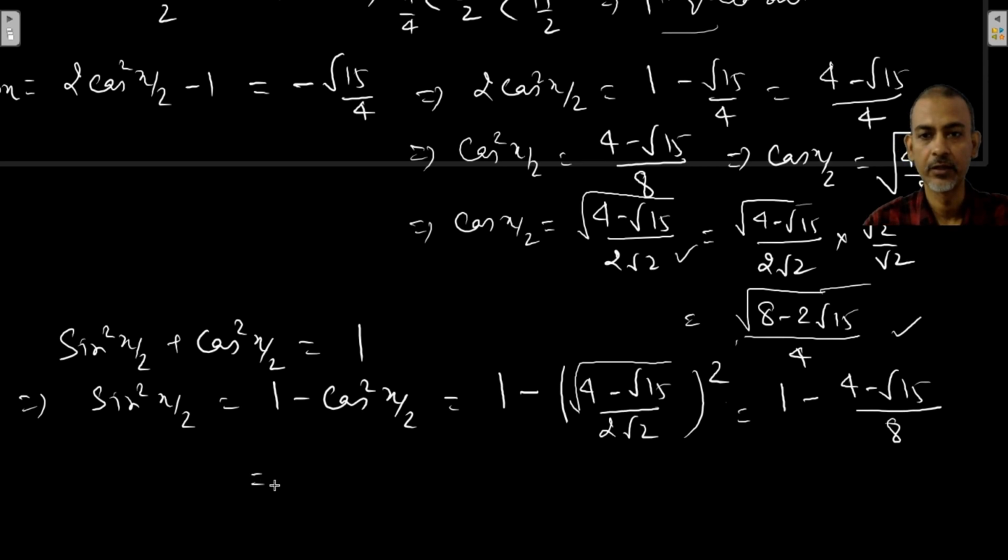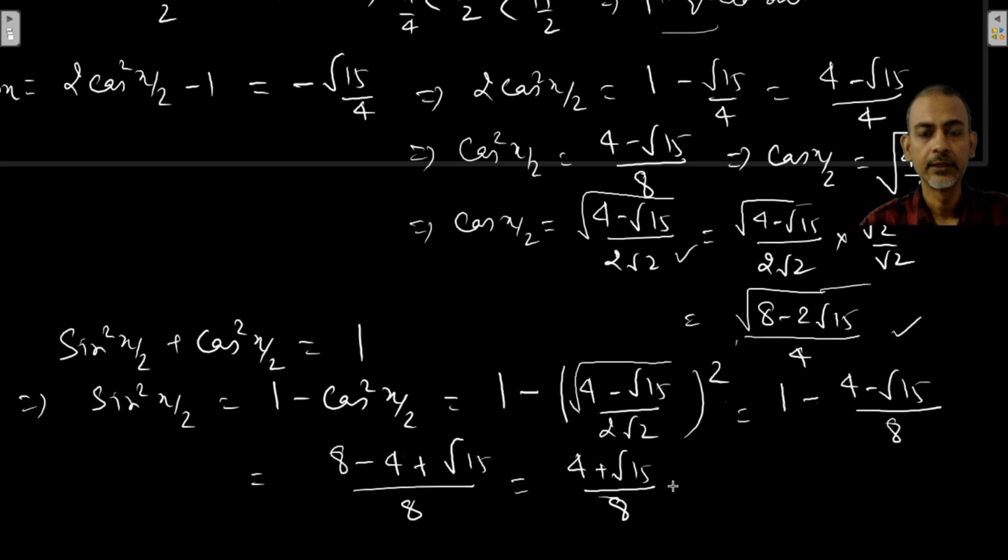Let's do it from here. So I'll get 8 minus 4 plus root 15 divided by 8. So I just took 8 as LCM, multiplied 8 into 1, and then took minus sign here minus 4, and this minus root 15 minus plus, it will become plus root 15. This 8 minus 4 will become 4, 4 plus root 15 upon 8.